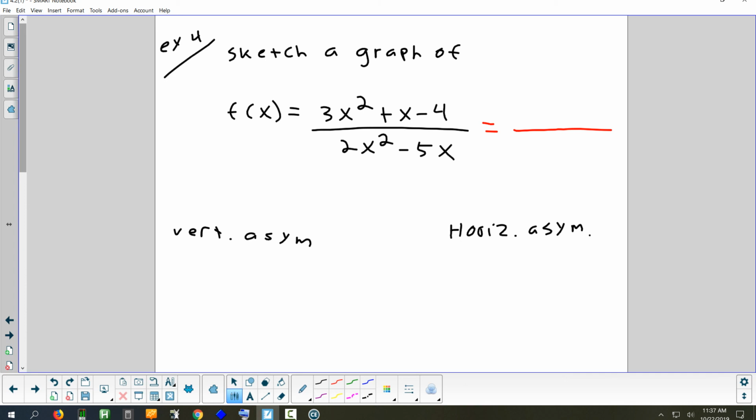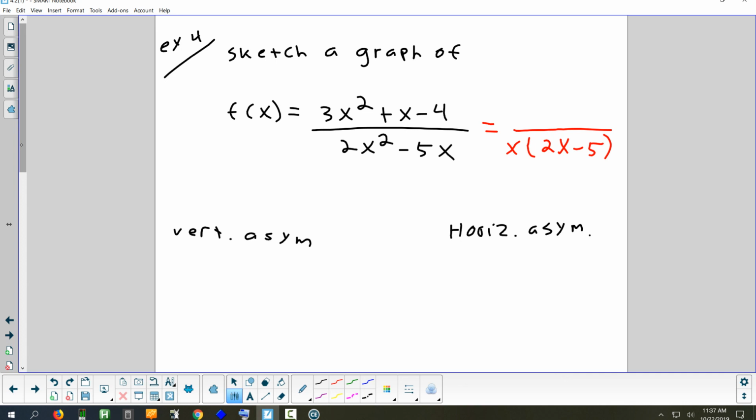How does the bottom factor? Or what can you factor out? X can be factored out. So all you're left with is 2x minus 5. Not really worried about the numerator at the moment. I'll worry about that when I get to the X-intercept, which I think that numerator could be kind of a pain, but we'll see. So vertical asymptotes, I'm going to come right back to that. Let's do the horizontal asymptote.